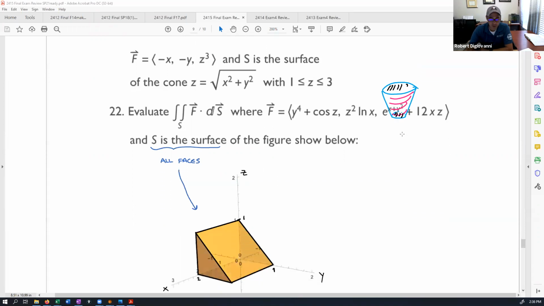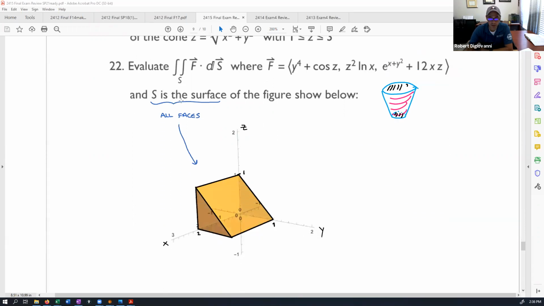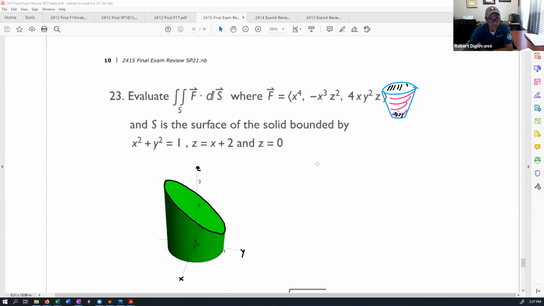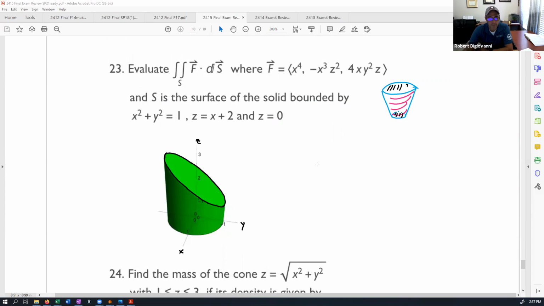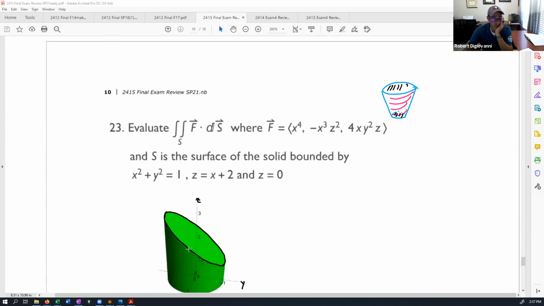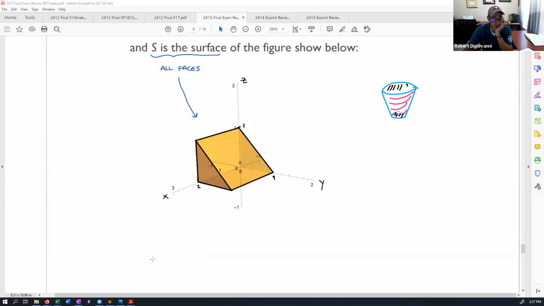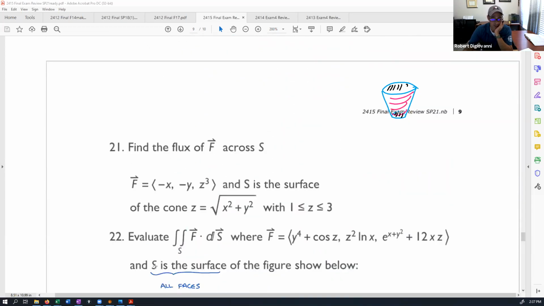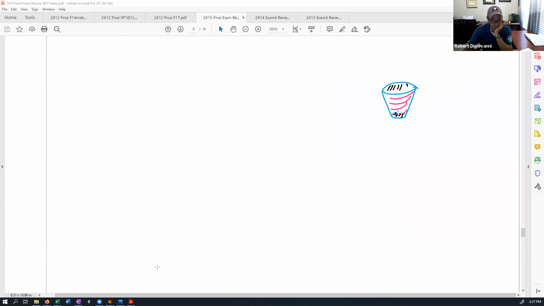Now, if you look at number 22, find the flux. Here's our surface, all faces. Can you use divergence theorem? Yes. Absolutely. How about number 23? Find the flux. Yeah. You can use this, right? S is the surface of the solid. So it's all of the surface. And we said, don't worry about 24. So you can do 23. You can do 22. 21's going to be rough, but it can be done.